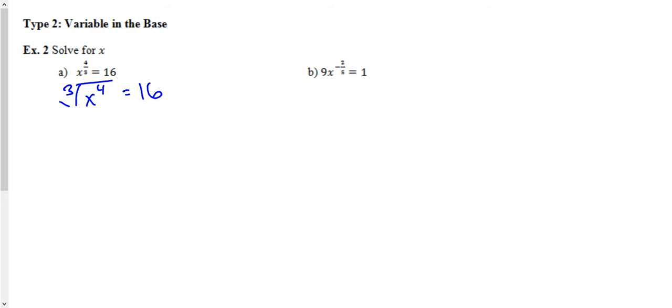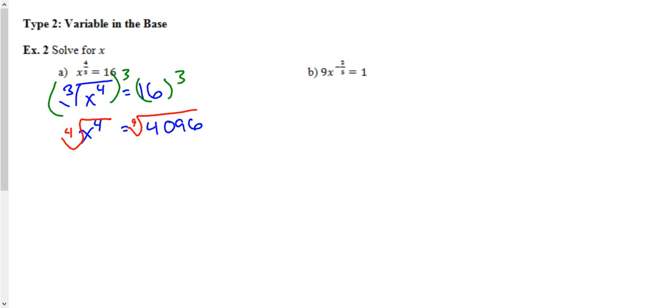And from here, I can slowly just reverse out everything that I see. So the first thing I see is that radical 3, I'm going to reverse that out by cubing everything. So if I cube the left, if I cube the right side there, on the left side I'm only left with x exponent 4. This is now equal to 16 cubed, which is 4096. From here, I'm going to cube root both sides, or sorry, not cube root, fourth root both sides. There you go.